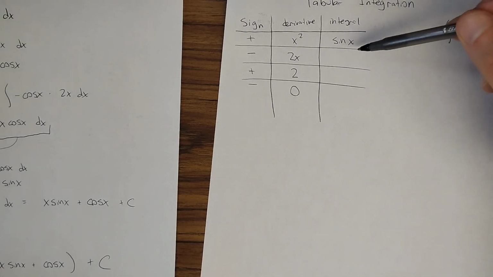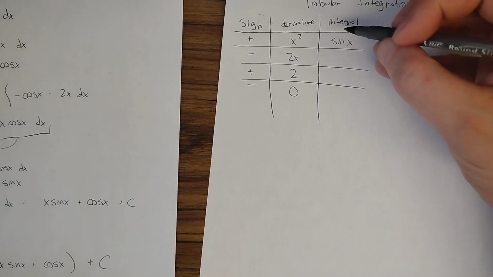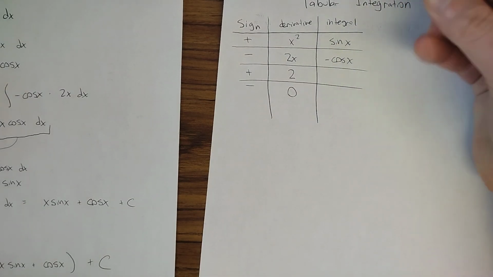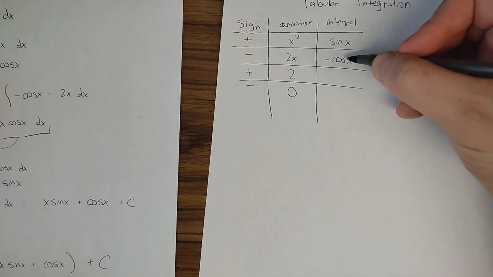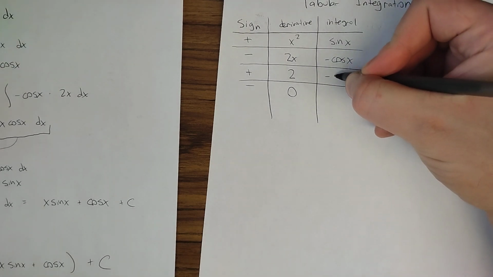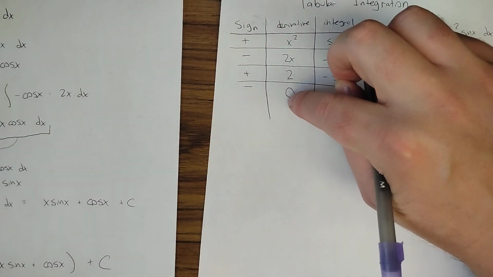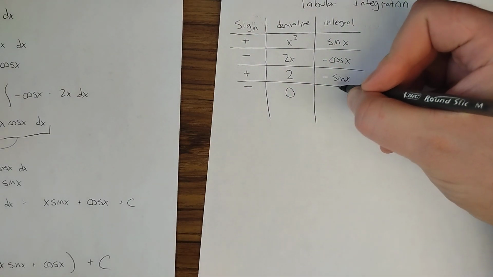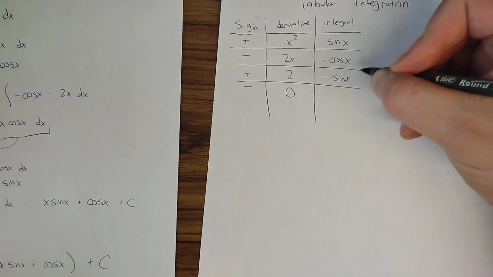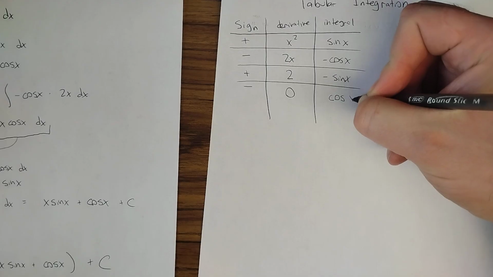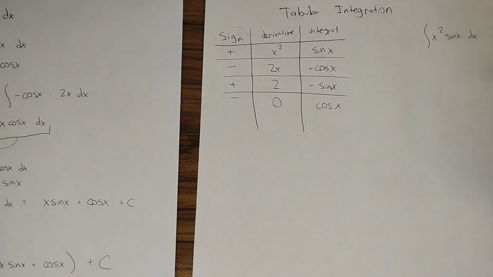On this column, I keep doing antiderivatives. So antiderivative of sine is negative cosine. Antiderivative of negative cosine is negative sine. And I'm going to go down to where I'm across from the 0. So the antiderivative of negative sine is positive cosine. I had to think about that one, but we're good. Now here is what we do.